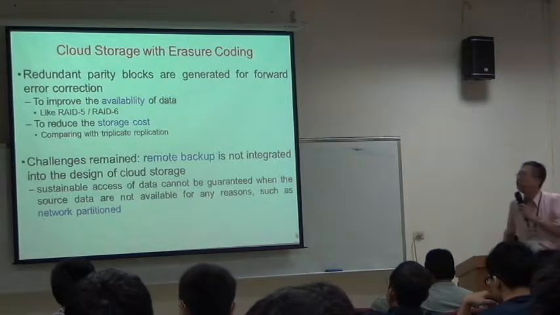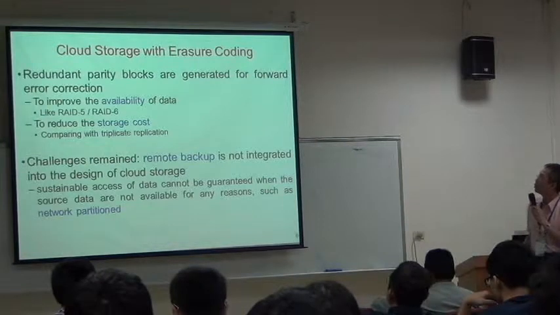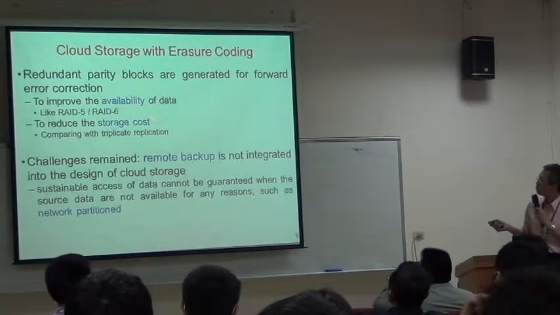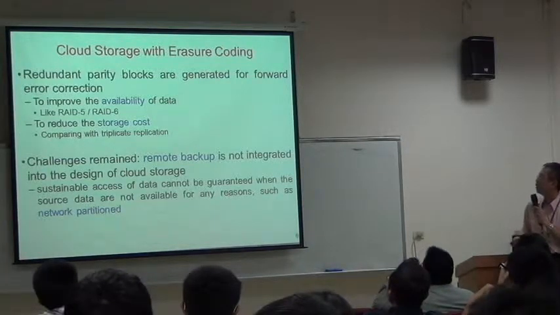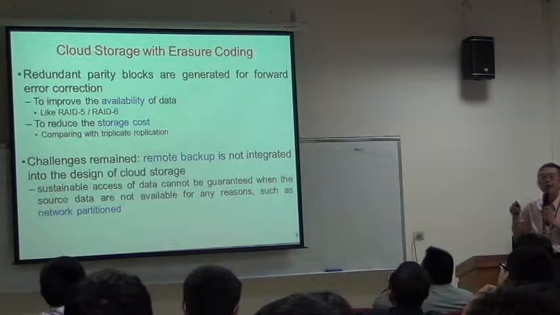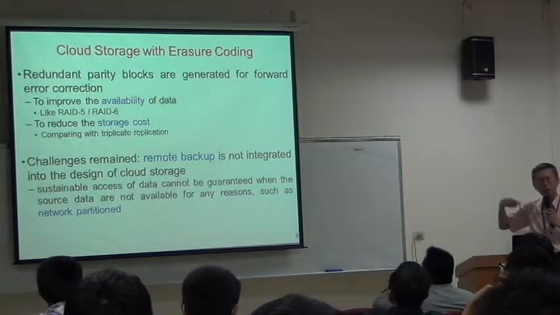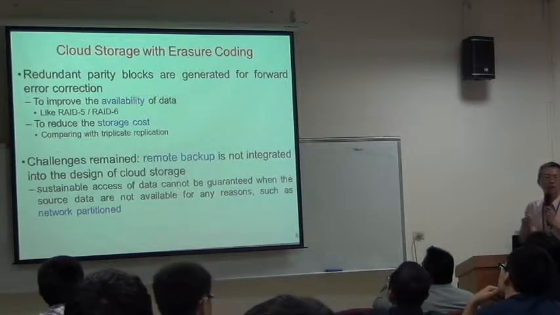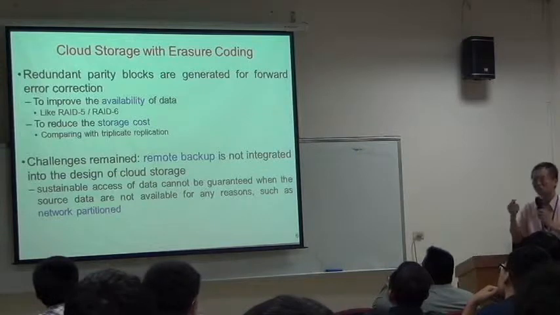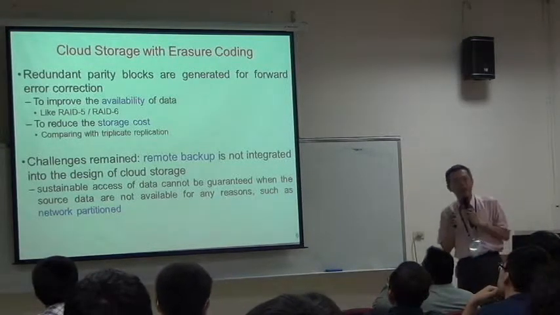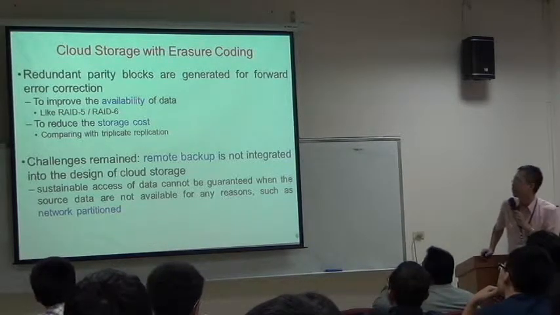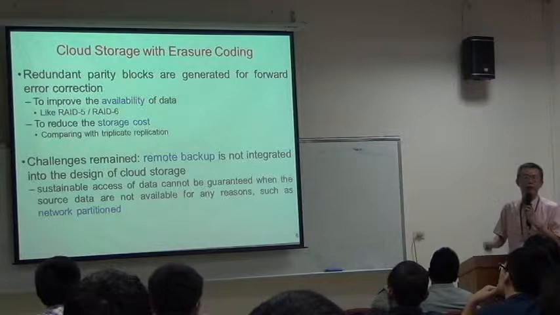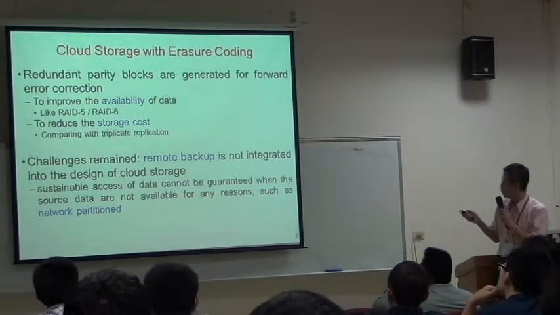So to improve this problem, erasure coding was usually proposed to improve availability, just like RAID 5 and RAID 6. It not only improves availability, it can also reduce the storage cost. For example, for the Local Repair Code (LRC) developed by Facebook, the repair cost is reduced to 1.5. Or for the code developed by Huawei, the storage cost is reduced to 1.5 or less than 2. However, the main challenge is that remote backup was not integrated into the design of the cloud storage. So if the data center of a local site is network partitioned, the user cannot access the data. This is the main problem we want to address.